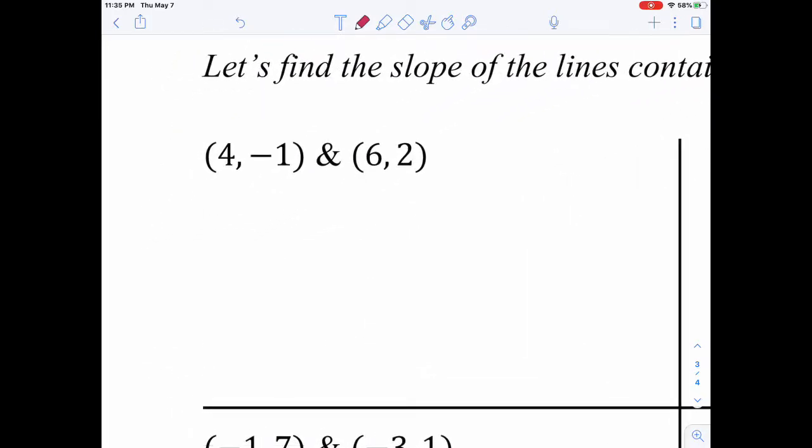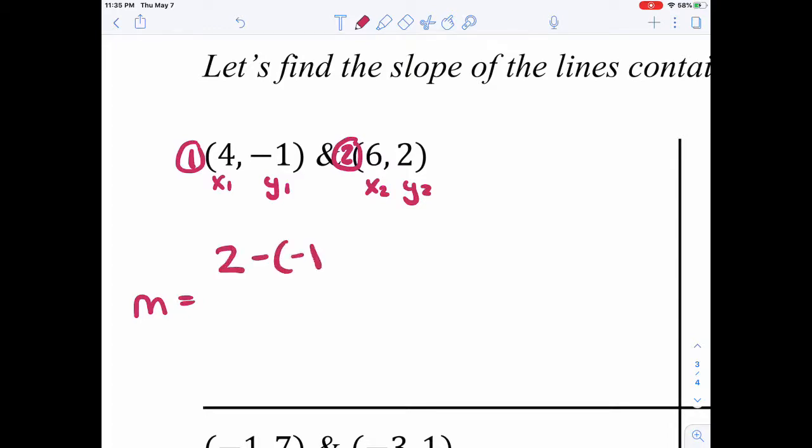Again, I'm going to go ahead and label this as my first set, this is my second set, so I have x1, y1, x2, y2. So for my slope, I want my change in y, so I'm going to do my y2 minus y1, so 2 minus negative 1 over 6 minus 4. And if I do that, that's technically 2 plus 1, right? So we get 3. And 6 minus 4 is 2. So my answer is 3/2.